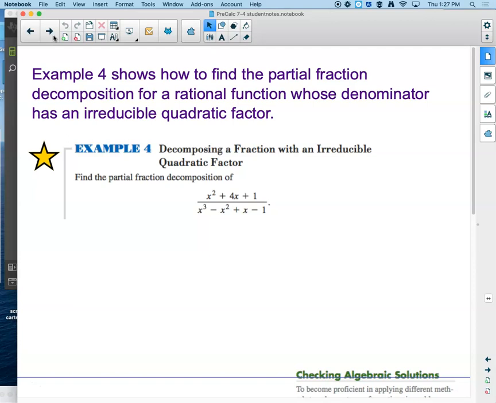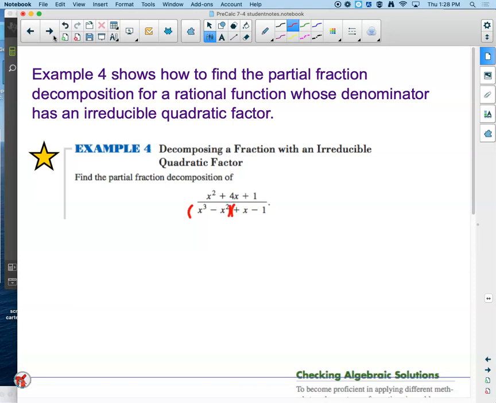So example 4 shows how to find the partial fraction decomposition for a rational function whose denominator has an irreducible quadratic factor. So I look at the problem, and of course the heading is the same here. We're talking about decomposing a fraction with an irreducible quadratic factor. So I'm looking at the denominator and I see it has 4 terms. And I remember we used to factor that by grouping. So let's see if that works.